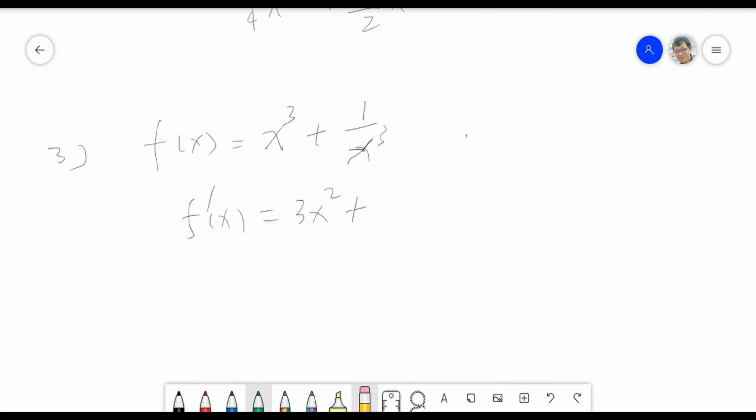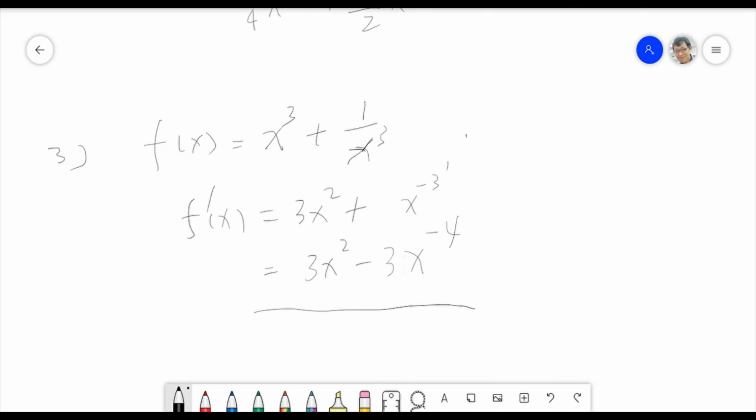This should be x to the negative 3, right? Then prime, so let's write again. So 3x squared, since negative 3 will move down, right? So x to the negative 3 minus 1, negative 4. So finally we get it.